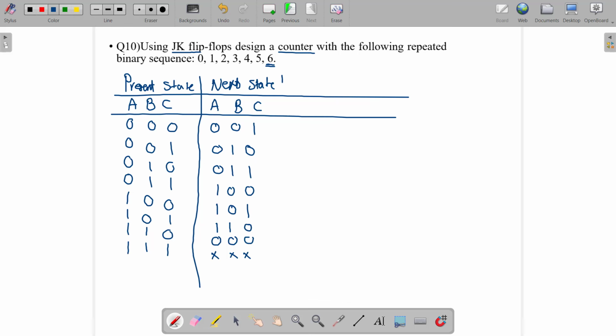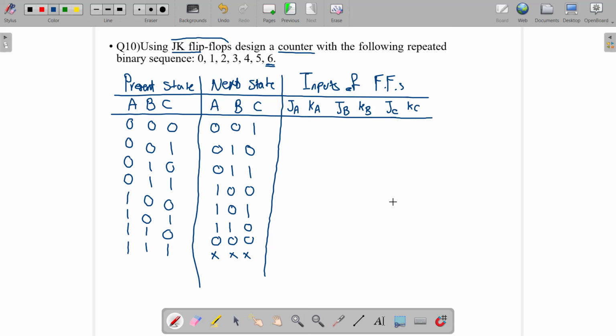So using this concept, we could find the next state, but we want to design the circuit using the JK flip-flop. Now it means that we have to find the inputs of the flip-flops, which means that we need to find JA, KA, JB, KB, JC, and KC as the inputs of the flip-flops.